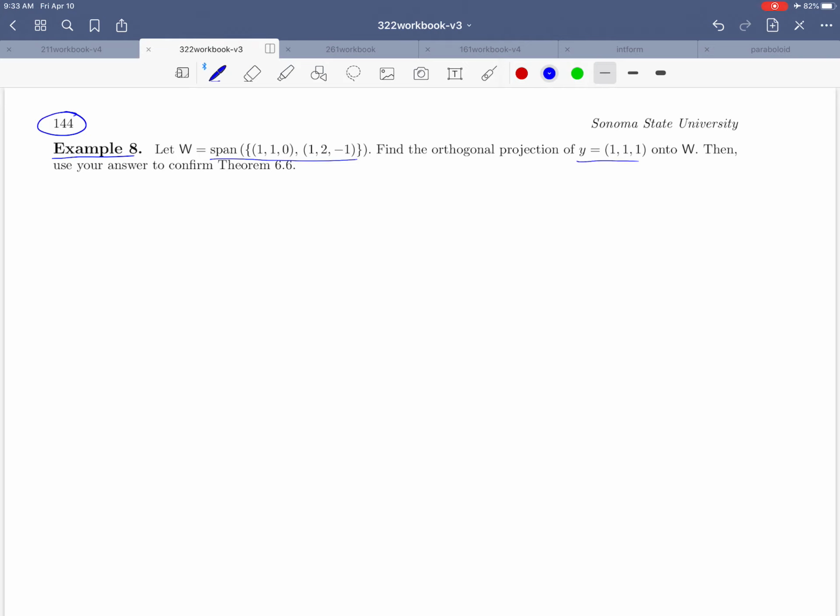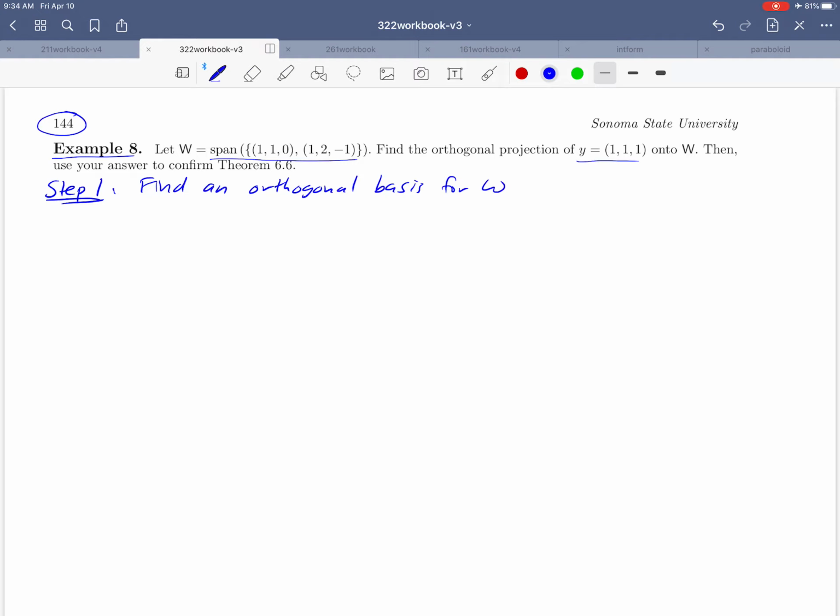So this vector y is not in the subspace W, but we're going to try to find the best approximation of y that actually is in the subspace W. Okay, so if you look back at our theorem that deals with orthogonal projections, in order to do this, we need to start with an orthogonal basis for our subspace. Okay, so that's our first step here. How do we do that? Well, the Gram-Schmidt process is our way of doing that.